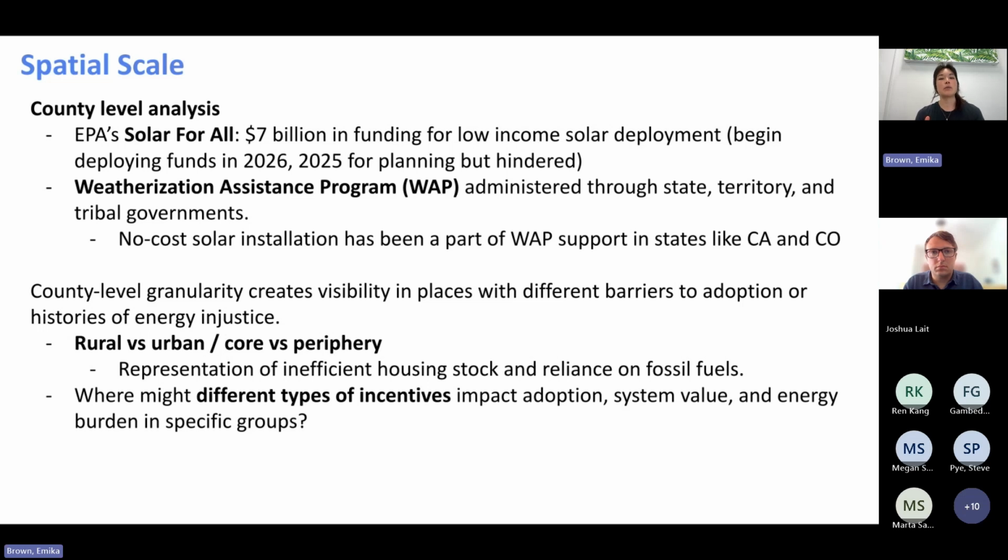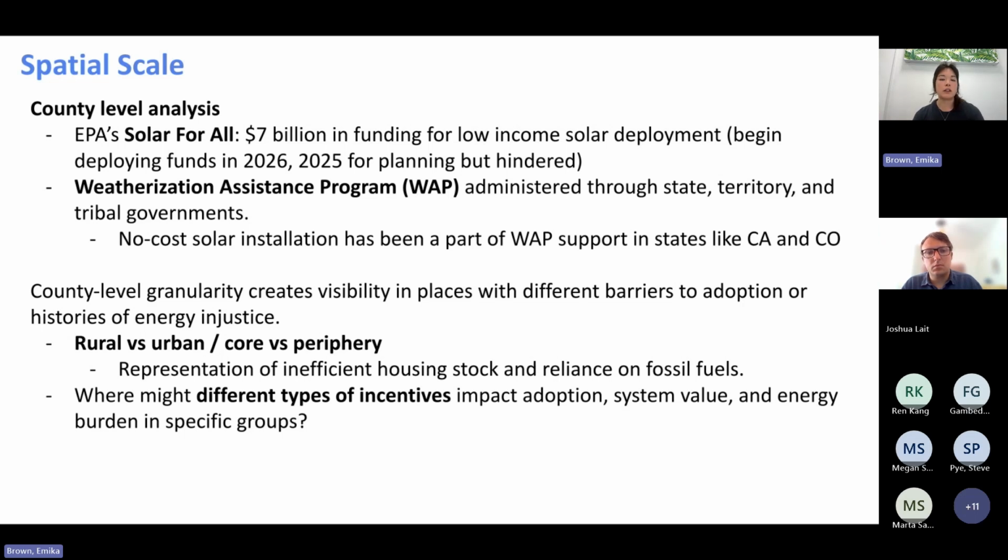But both of these programs are implemented at the state level, and so county level analysis of where investment in DERs could be most beneficial for low-income households, or where they could have the greatest aggregate impact on energy burden, is really powerful, especially when states are trying to decide where these funds should be allocated, because that $7 billion has been broken up into states. Now they have these huge funding pots that they need to figure out how to allocate.